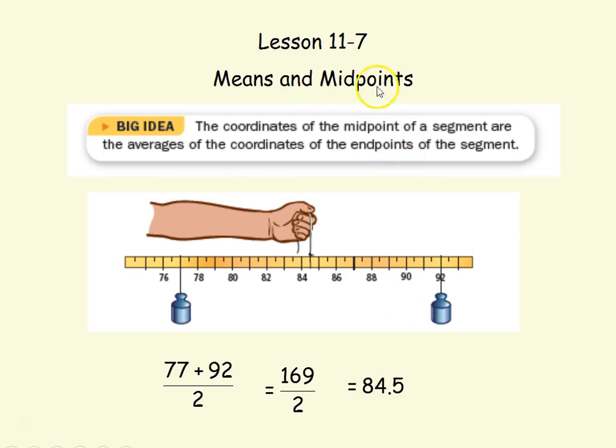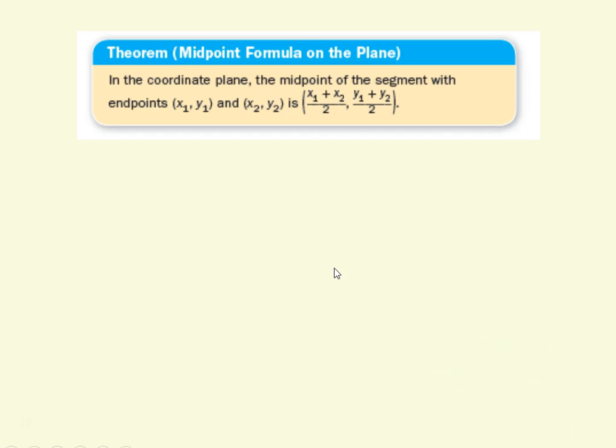In other words, the midpoint of the segment with endpoints 77 and 92 is 84.5. That's the midpoint. That's right in the middle. It's the same distance from each of the endpoints. So what does this look like on a coordinate plane? What if we have x and y values and two points on a coordinate plane, not just a one-dimensional ruler here?